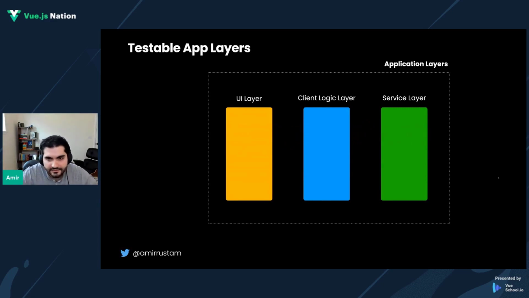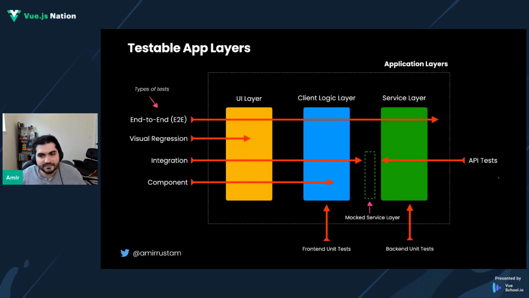You have your UI layer, your client layer, and your service layer, right? The service layer is your API. The client logic layer is where that front end business logic is happening, and the UI layer is the UI layer. And these are all the types of tests that we can be writing for our application, right? And this is kind of how, the layers that each of these test types can cover.